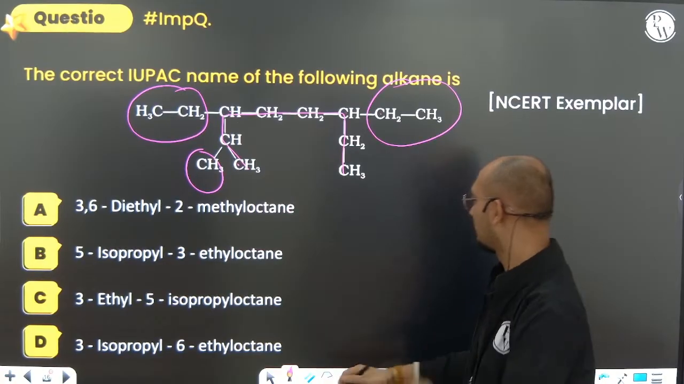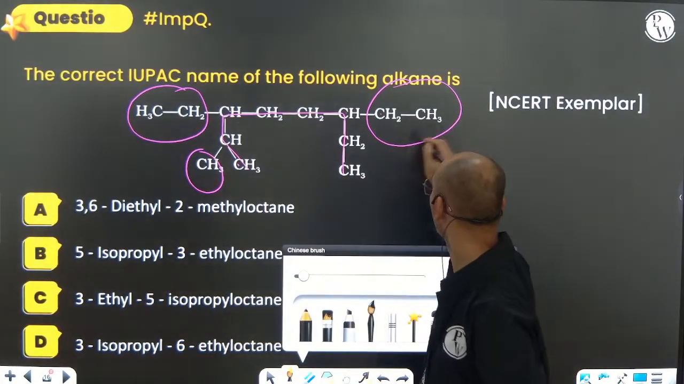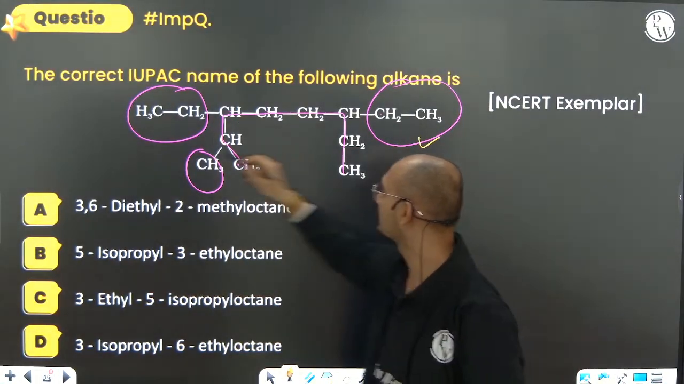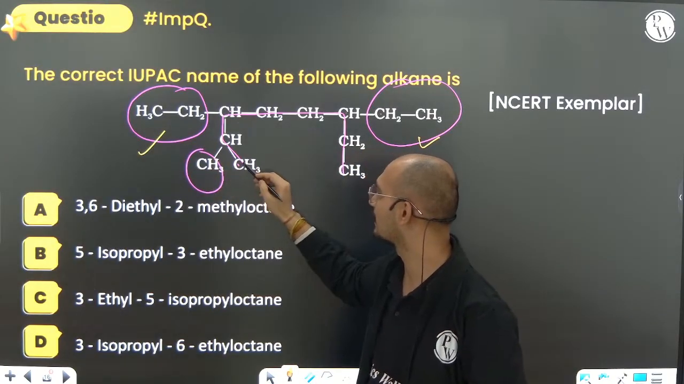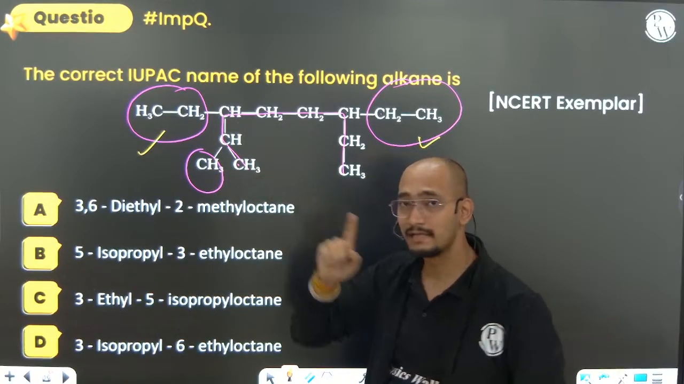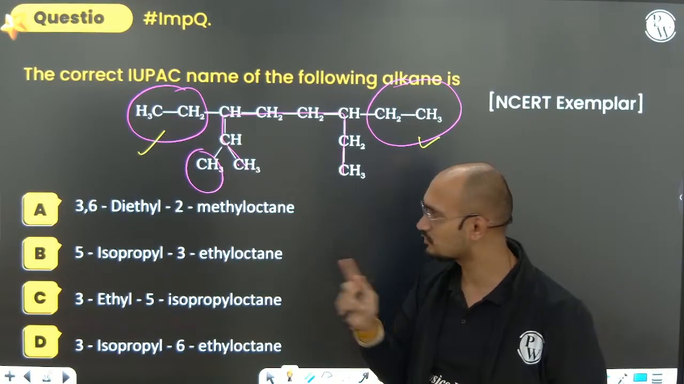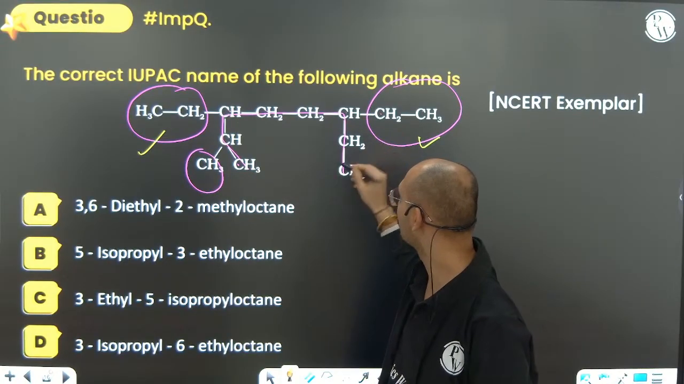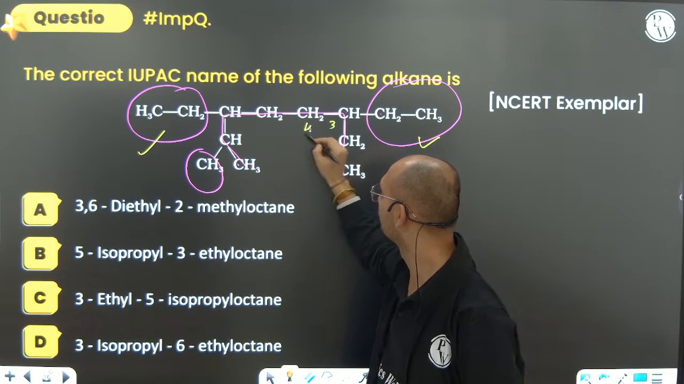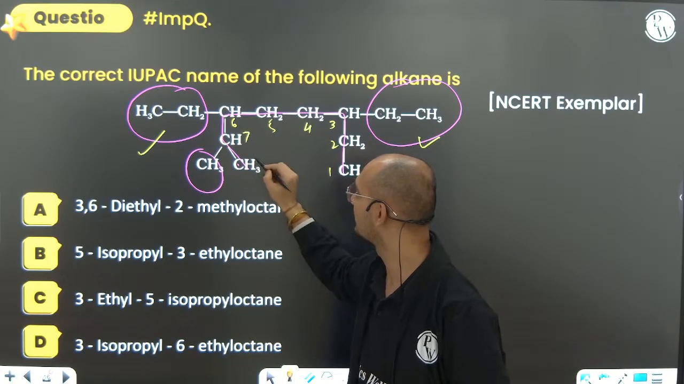So what are the different locants we are having? Ethyl is there. Again, one more ethyl is there. One is methyl. From where should we go? Then the lowest summation rule should be applied. If you start from here, 1, 2, 3, 4, 5, 6, 7, 8. What will be there?